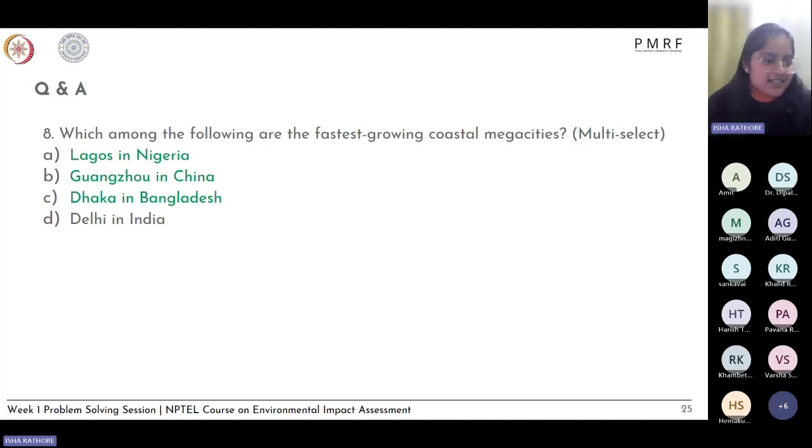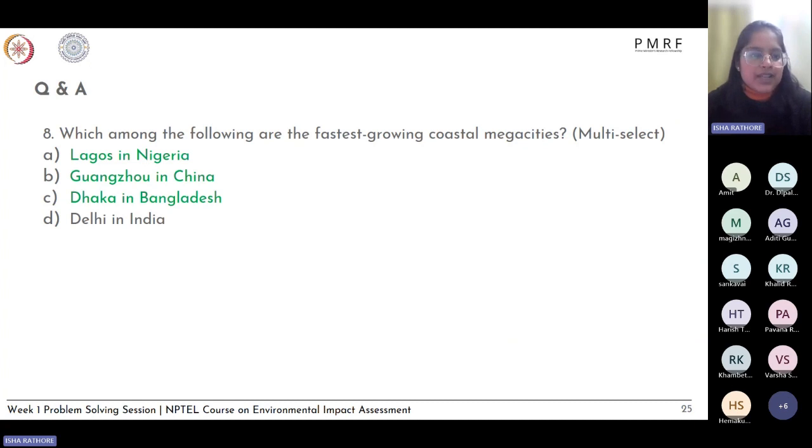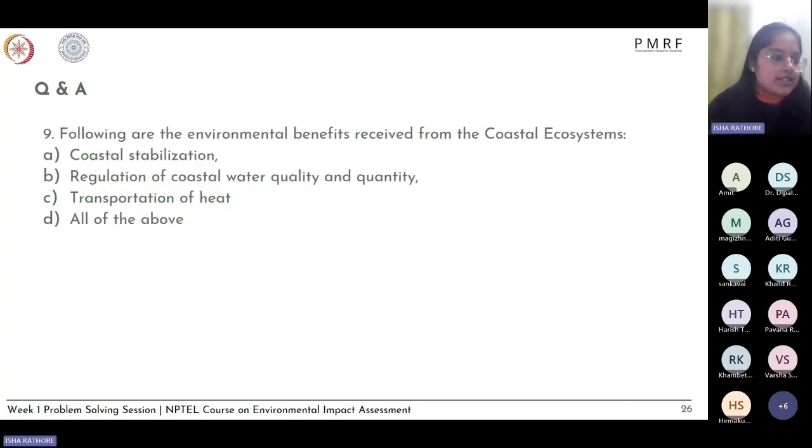Okay, so the correct answer is all three, A, B, and C. So Lagos in Nigeria, Guangzhou in China, and Dhaka in Bangladesh are all fastest growing coastal megacities, whereas Delhi in India is not even a coastal city. So that was the catch. So all three are the correct answers. They are all the fastest growing coastal megacities. Okay, so now moving on to the next question.